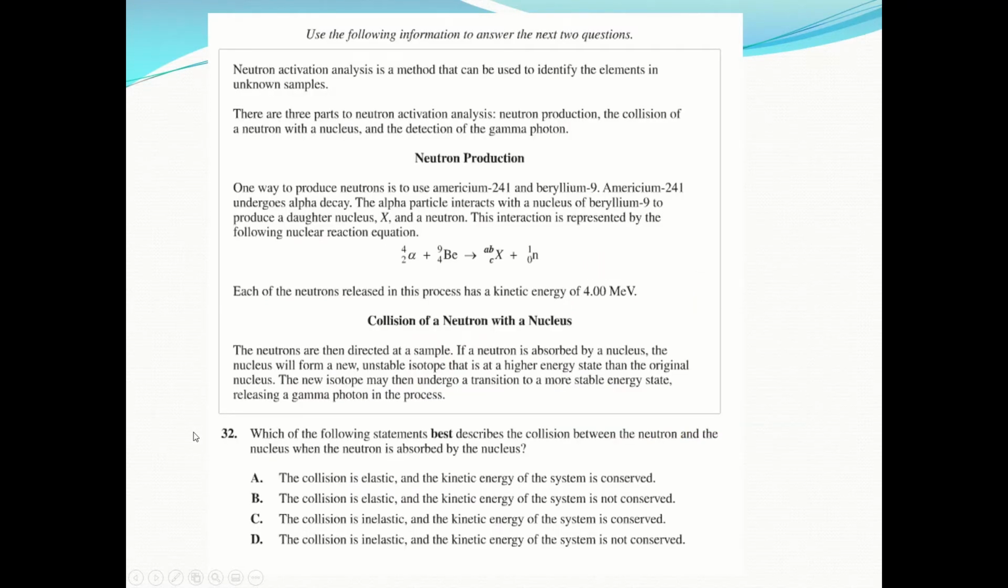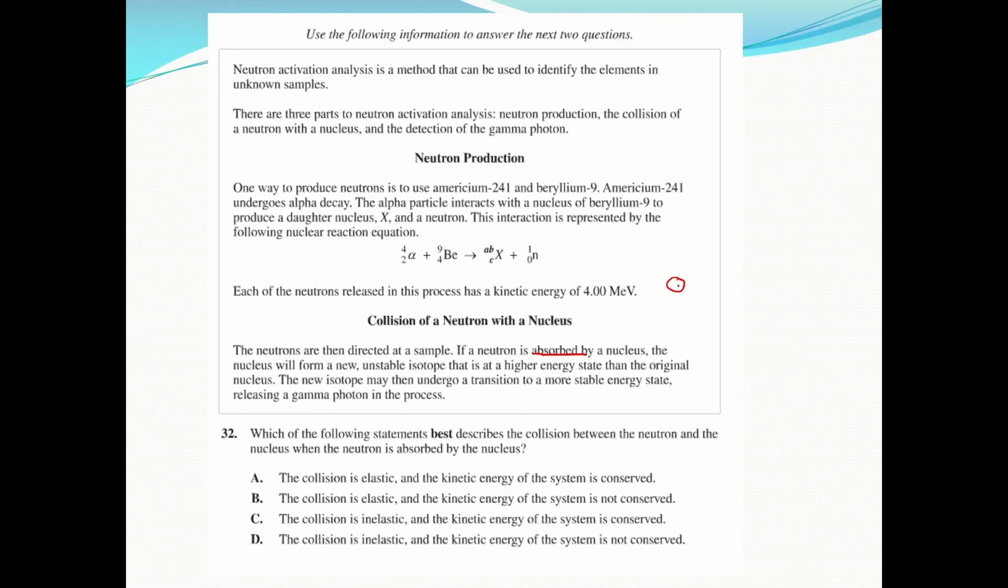Okay, which of the following statements best describes the collision between the neutron and the nucleus where the neutron is absorbed? So I think we need to read here. So the neutrons are then directed at the sample. If a neutron is absorbed by the nucleus, it will form a new unstable isotope that is in a higher energy state than the original nucleus. So it says that the neutron is absorbed, right?